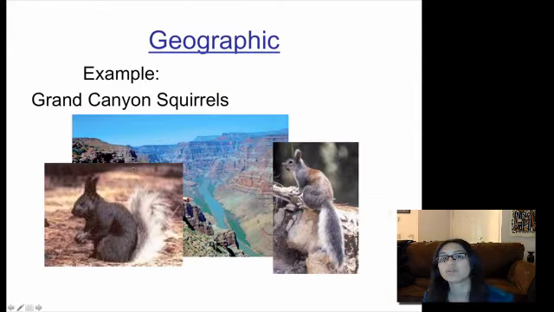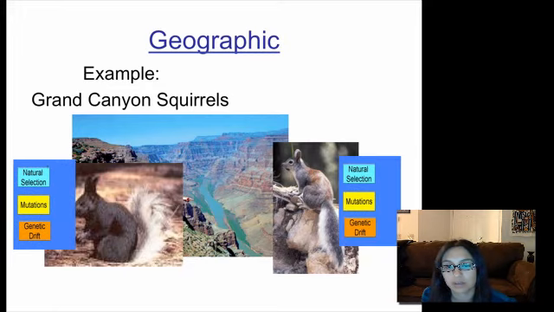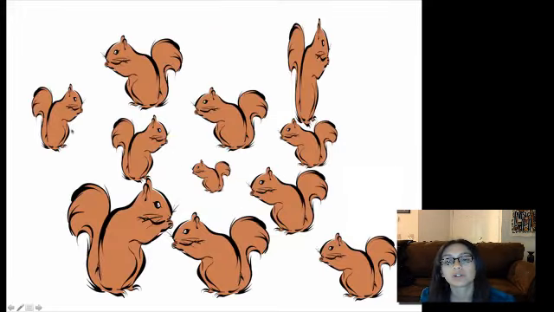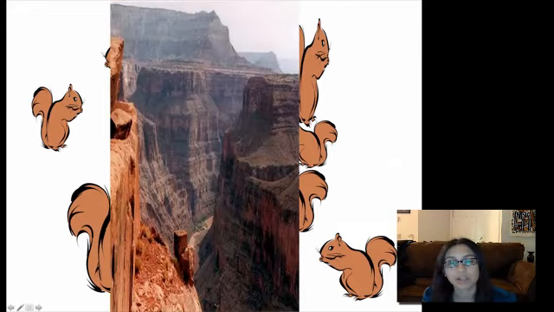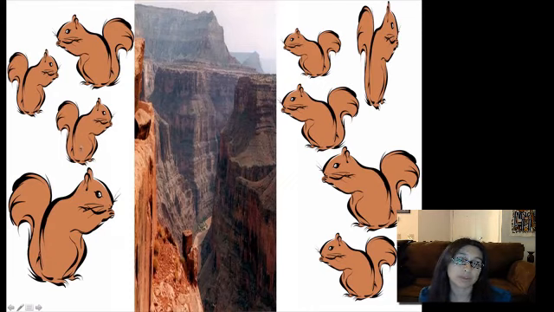So here's one of the most famous examples of geographic isolation, and these are the Grand Canyon squirrels. So basically, here's the story of these Grand Canyon squirrels. We know that natural selection, mutation, genetic drift are going to play a part. So here you had a population of squirrels, and they were living in this area. Grand Canyon starts to form. So the Colorado River starts coming through, it starts eating away at the land, causing the environment to change, and now they're separated by this canyon. Some squirrels wind up on the south rim, whilst other squirrels wind up on the north rim.